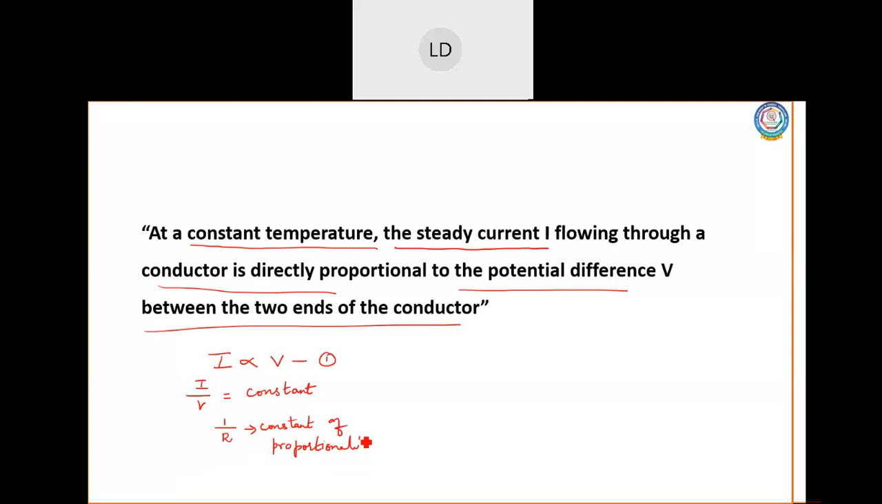Okay, so I replace this. So proportionality, I is equal to 1 by R times V. Otherwise, I bring this R to the left side. So I have IR equal to V, or V is equal to I into R. So what is this R?